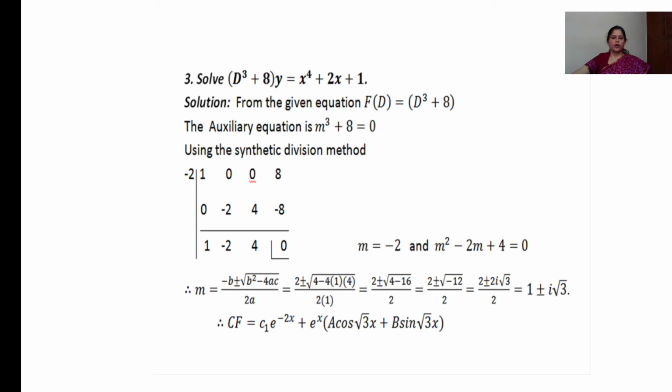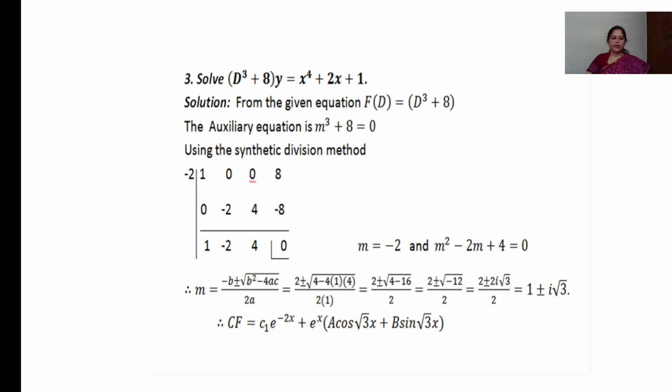That's why we are going for the formula method. The formula we know is m is equal to minus b plus or minus root under b square minus 4ac by 2a. From the equation, a is 1, b is minus 2, c is 4. If we substitute these values, we get m is equal to 1 plus or minus i into root 3. So now we got a complex root with alpha equal to 1 and beta equal to root 3.